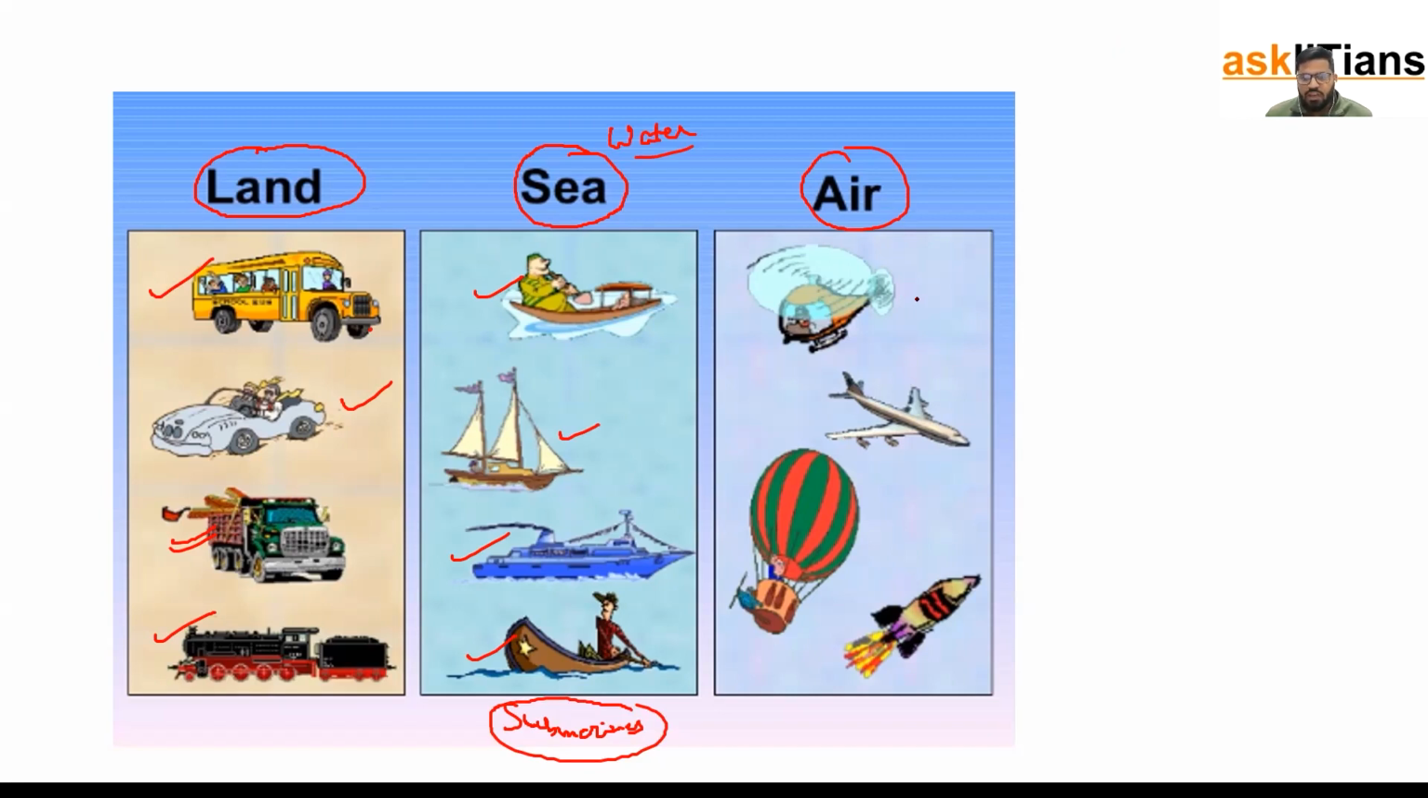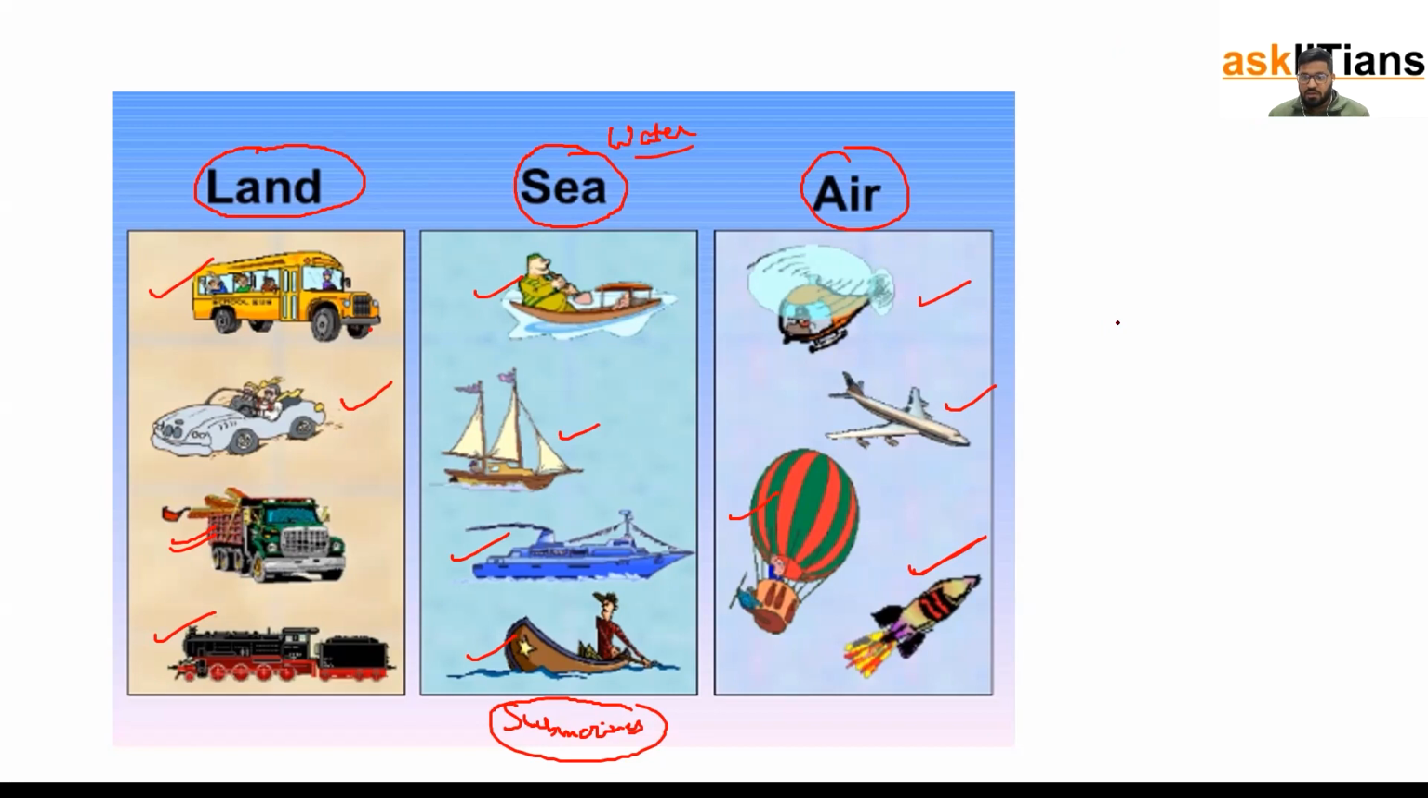Now concerned with air, we have helicopters, aeroplanes, hot air balloons, and the latest one is rockets or satellites that we use to travel in air. The aeroplane has become the most popular means of transport because it requires less time to travel from one place to another. So this was the timeline of modes of transport which you were using.